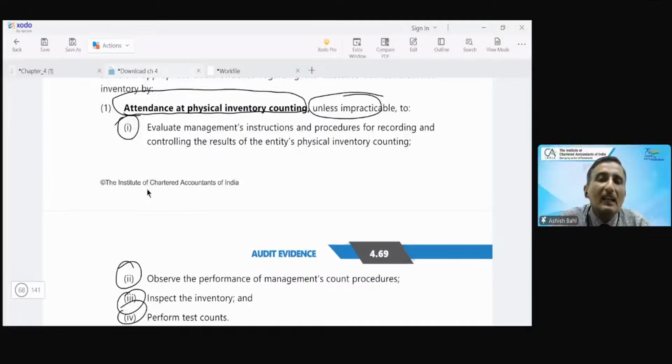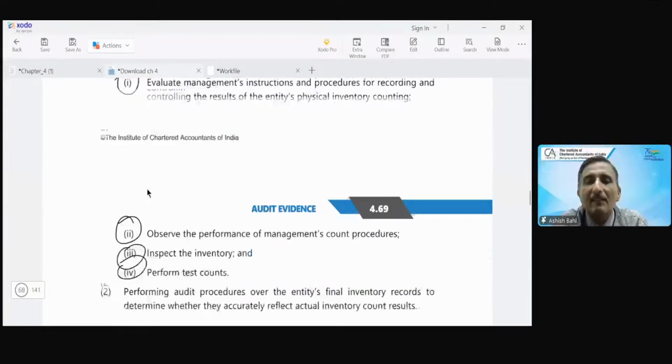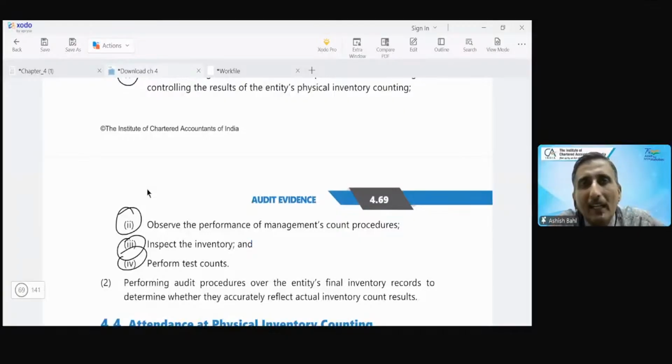Second, observe the performance of management's count procedures. As I have told you, he would observe the performance of the personnel, the employees of the company who are performing those procedures. Third, he would be inspecting the inventory. And fourth is performing test counts. So simple and easy to remember.